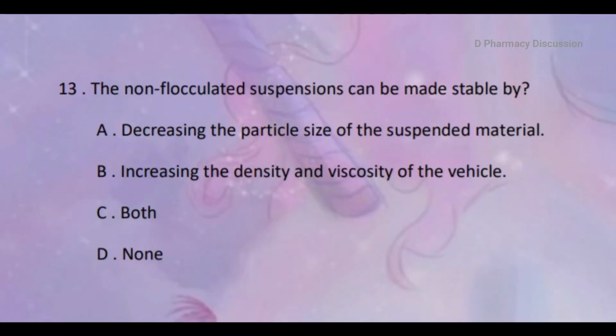Next, the non-flocculated suspensions can be made stable by, options are A decreasing the particle size of the suspended material, B increasing the density and viscosity of the vehicle, C both, and D none. Correct one is option C, both, that is the non-flocculated suspensions can be made stable by decreasing the particle size of the suspended material and by increasing the density and the viscosity of the vehicle.